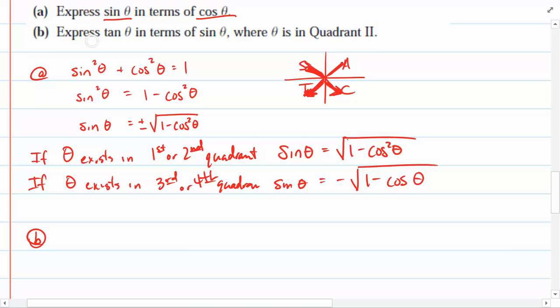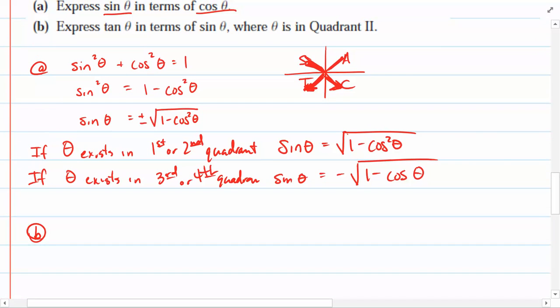So to answer part B, we need to express tangent of theta in terms of sine of theta, where theta is in the second quadrant. We have a lot of information to work with here. Well, one of the things that I might remember is that tangent of theta is equal to sine of theta divided by cosine of theta. Now this is almost good to go. We have tangent in terms of sine, but it's also in terms of cosine.